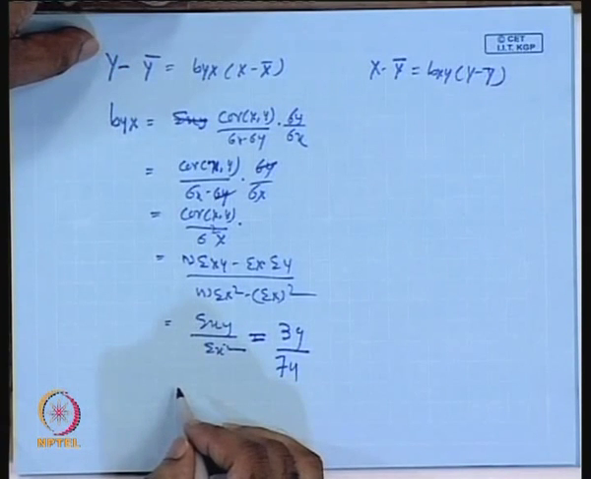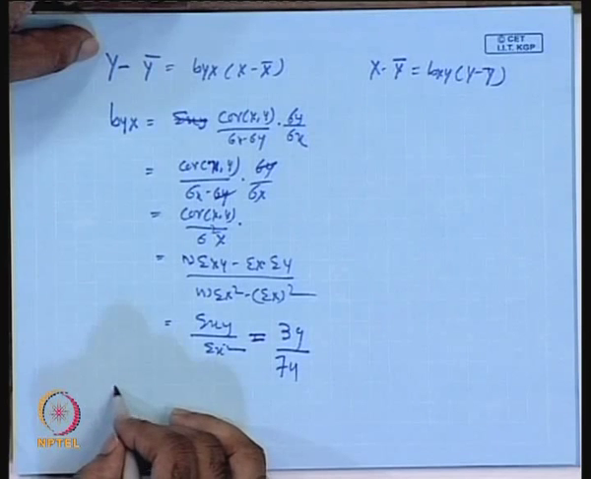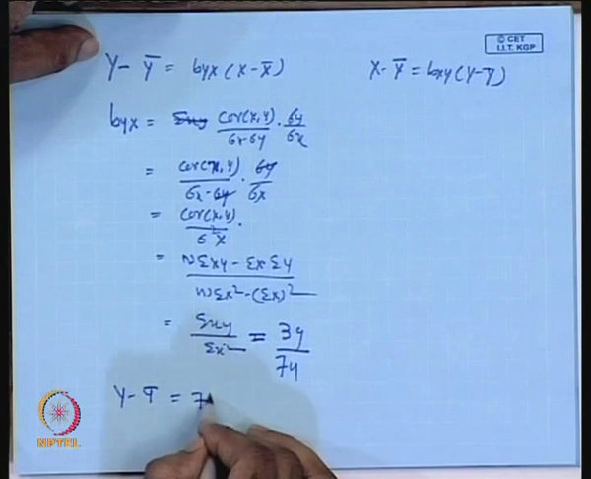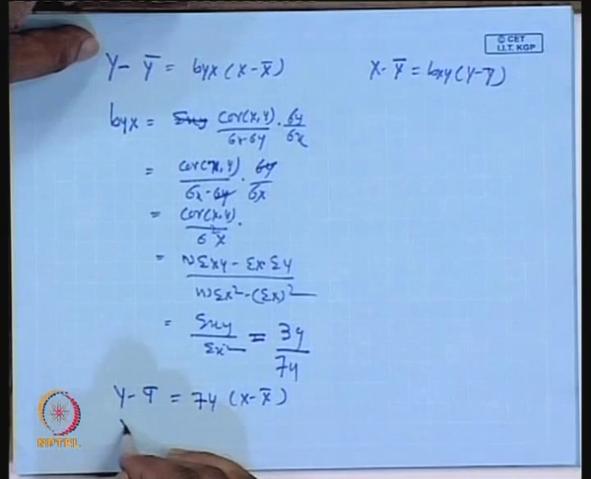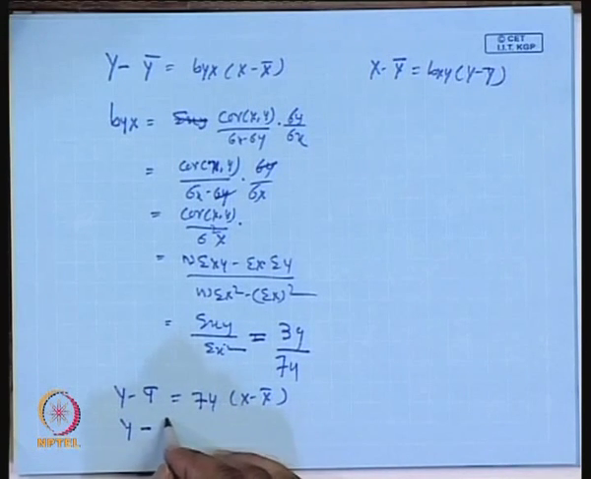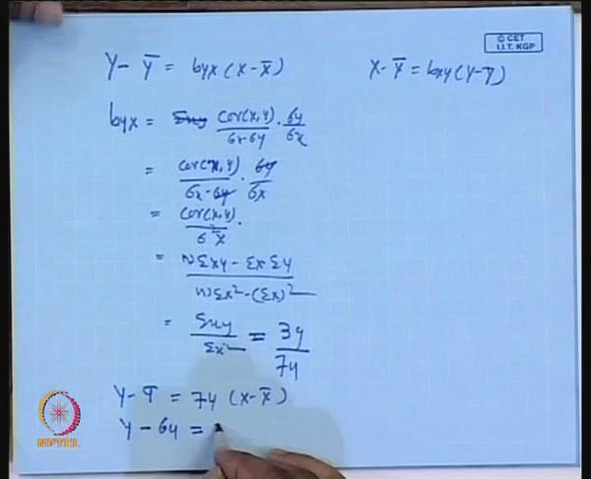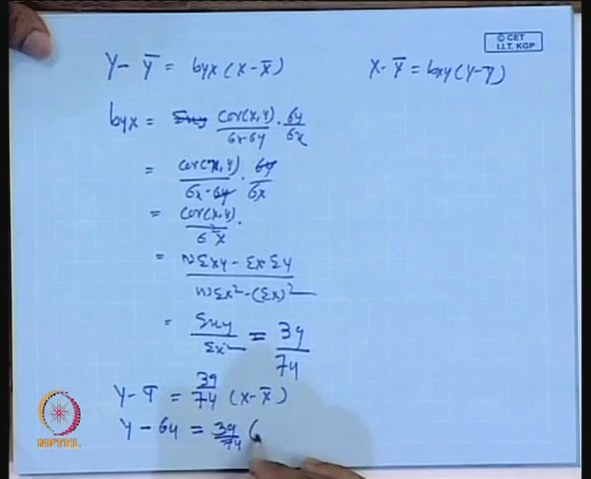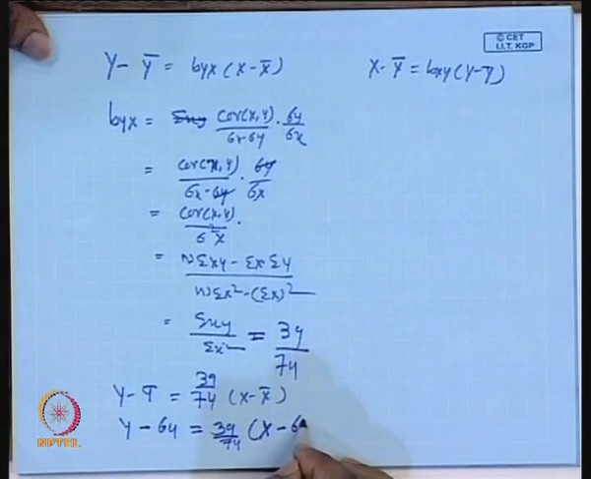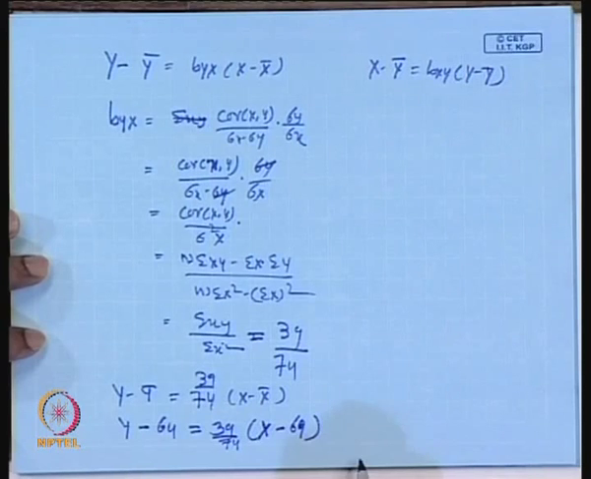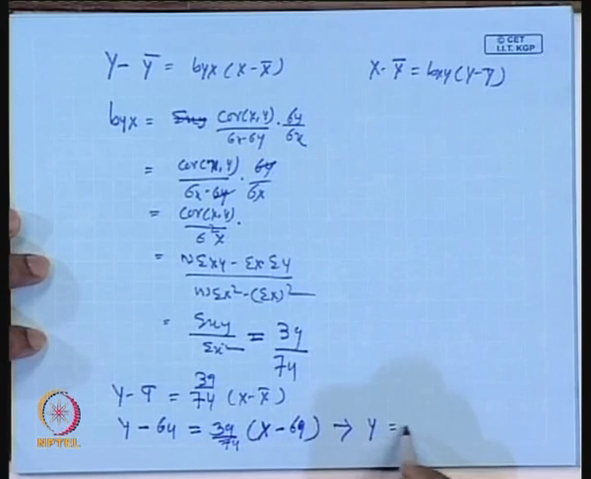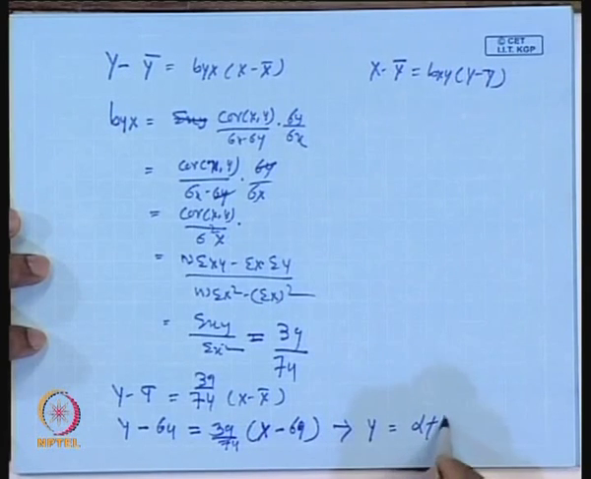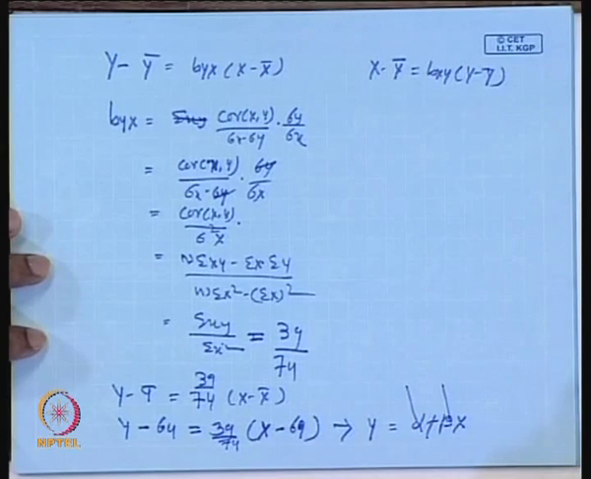So now your equation will be y minus y bar equals byx into x minus x bar. In other words, y minus 64 is equal to 39 by 74 into x minus 69. If we simplify, this will be in the format of y equals alpha plus beta x, where alpha and beta are supporting components.